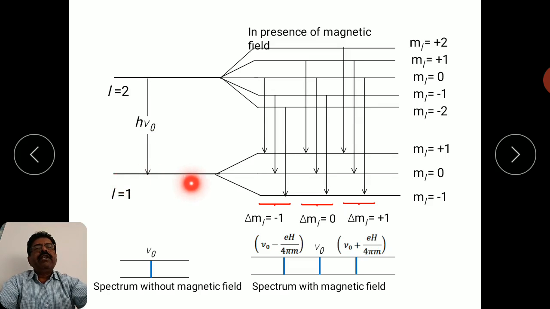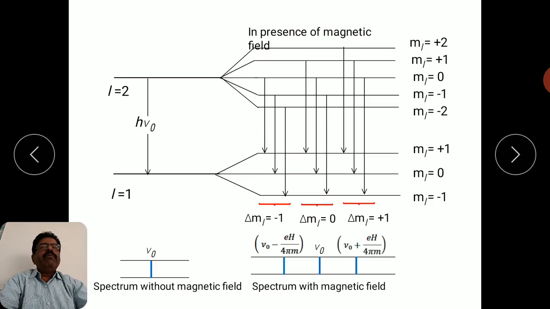For the first level, suppose L is equal to 1, for the second level, suppose L is equal to 2. So L is equal to 2 to 1. The energy difference will be h nu 0, and a photon of frequency nu 0 will be given out. Now let us consider the situation in presence of a magnetic field.